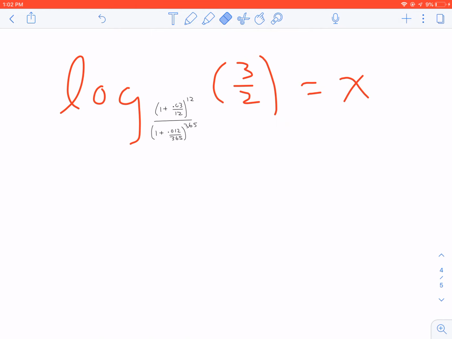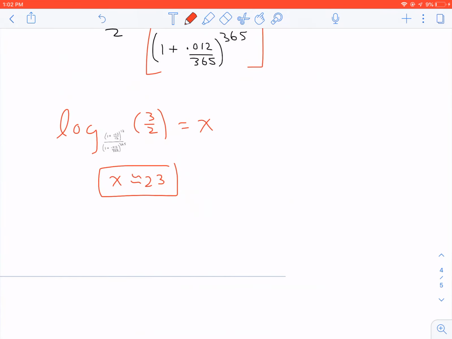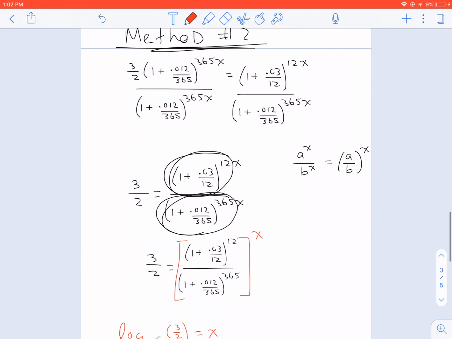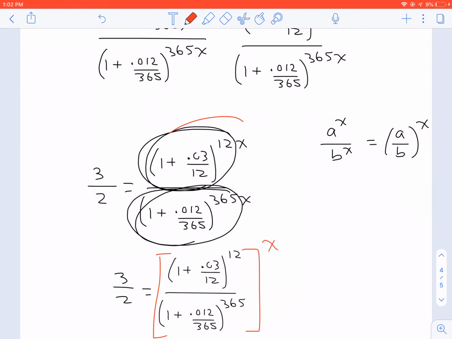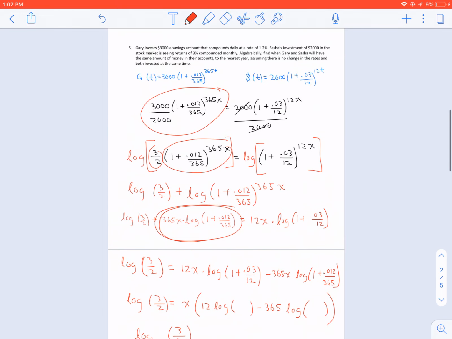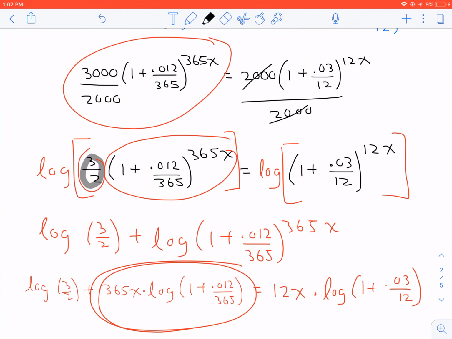And typing that in, you get the same answer. X is about 23 years. It's around 22 point something. Round it, you get 23 years. So this way is a lot quicker, but a lot less intuitive, I think, because you gotta see that manipulation, right? Most people tried taking the log of both sides, but the key thing when you try to take the log of both sides is that 3/2 is not being raised to that power, so you can't just bring the 365x to the front there.